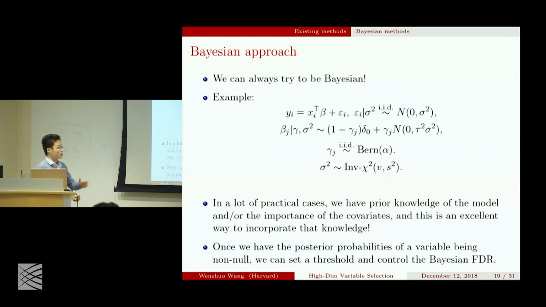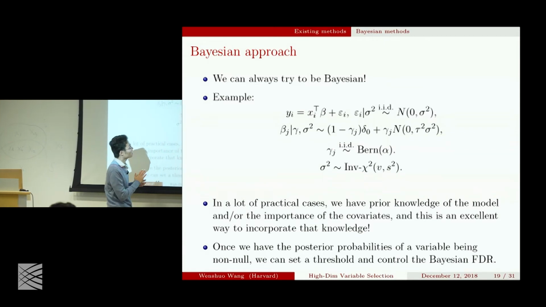Once you have posterior probabilities of a variable being non-null, you can just set a threshold and control the Bayesian FDR. Now everything is very simple because, by being a Bayesian, you have a direct probability statement on the parameters. So it makes things much easier. This is a simple setting, so let me explain this a little carefully.